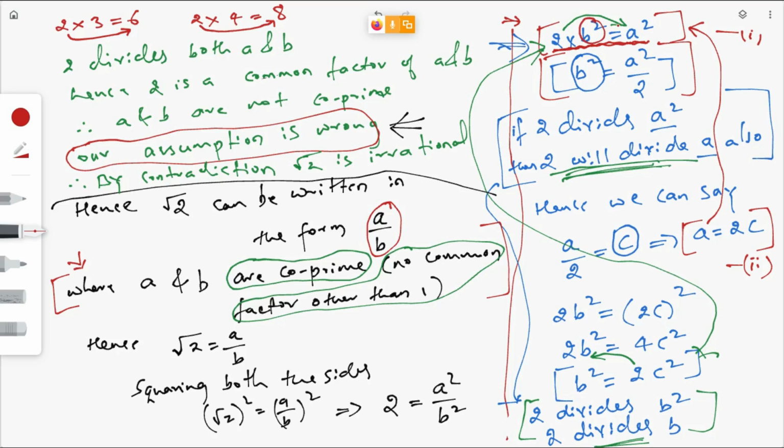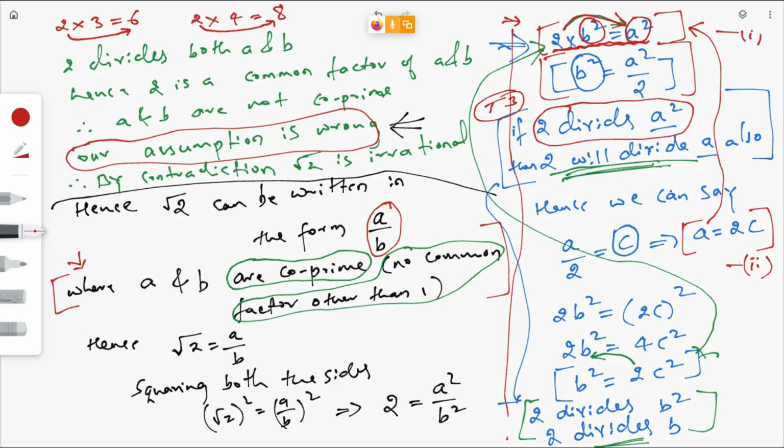This b square and a square are some numbers. Okay? So if 2 into b square is equal to a square, then 2 divides b square. Okay? 2 divides b square. So as per theorem number 3, if 2 divides a square, then 2 will divide a. This is from theorem number 3.